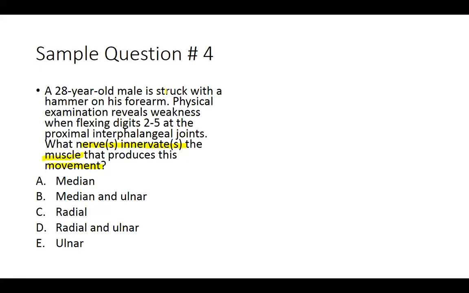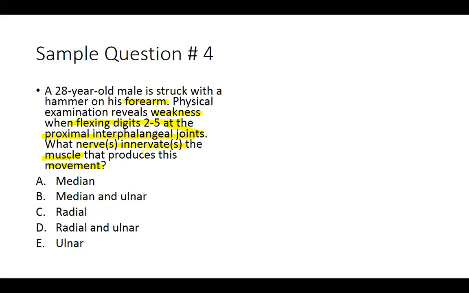A 20-year-old male is struck with a hammer on his forearm. All right, so we know that it's definitely the forearm muscle, okay? Physical examination reveals weakness when flexing digits 2 through 5 at the proximal interphalangeal joints. So we're getting a functional deficit again, but this time we're not being asked what muscle is involved. We're actually being asked what nerve innervates this muscle. So this is not a recall question. This one you have to take a step further. You have to figure out the muscle. That would be your recall question if it asks you what muscle after giving a functional deficit.